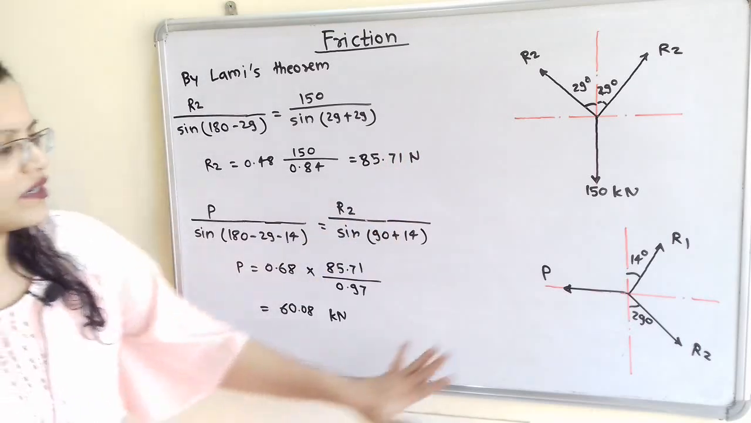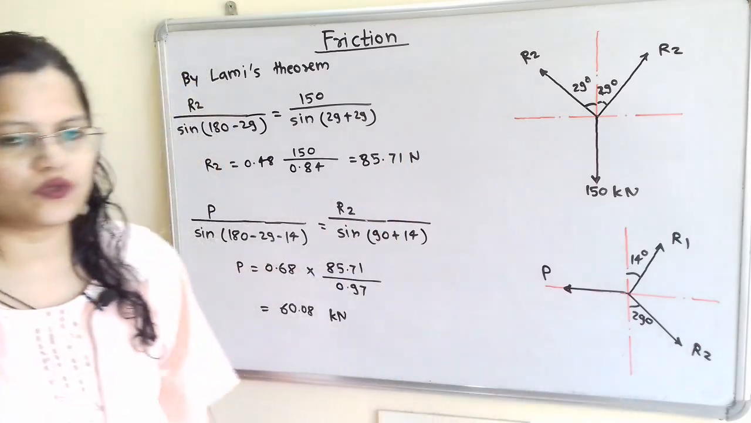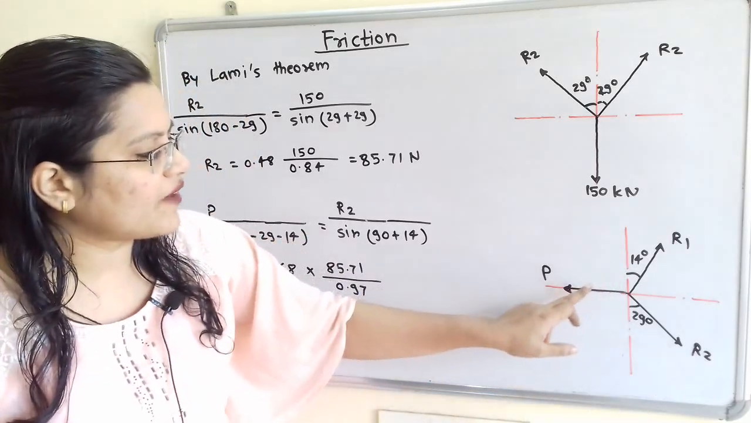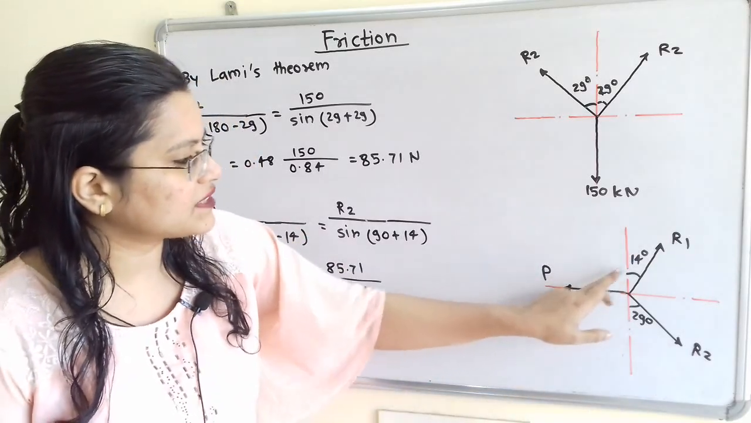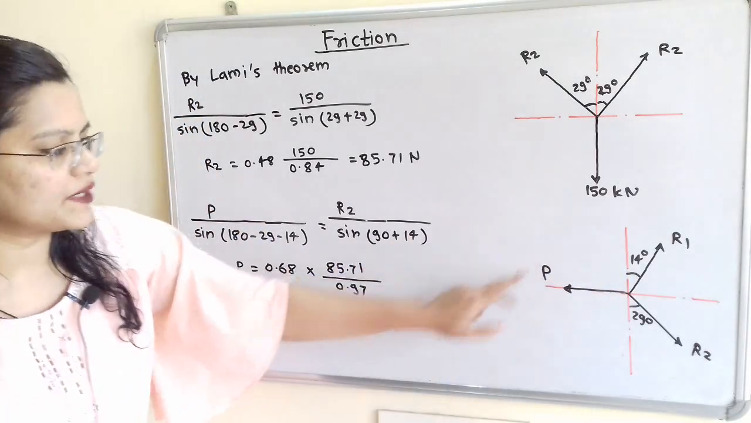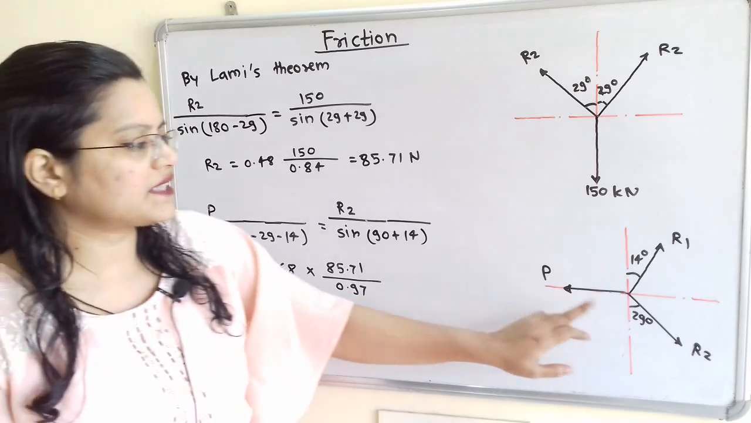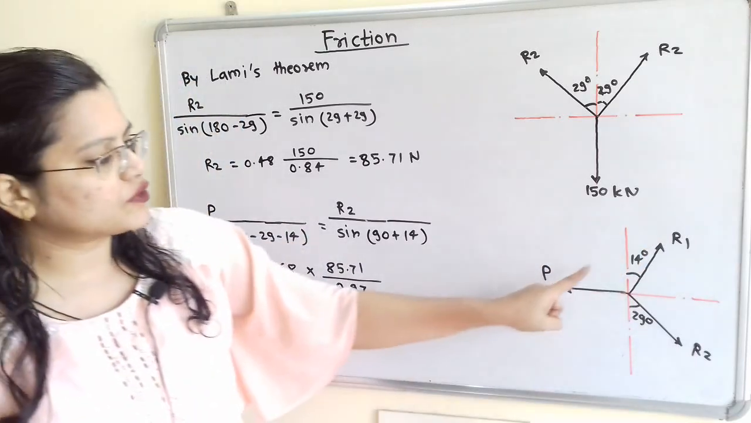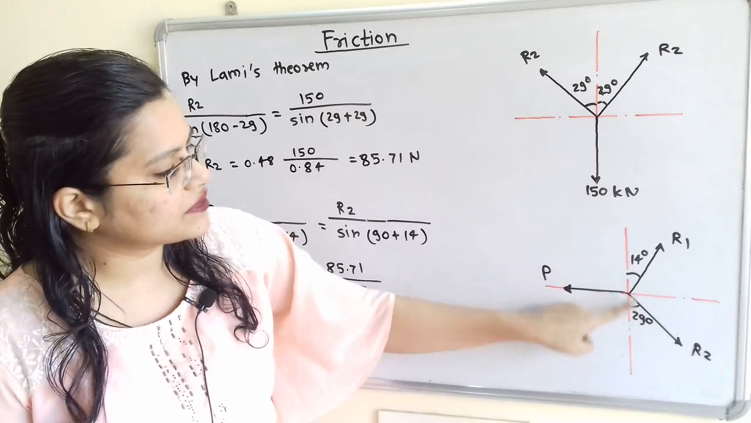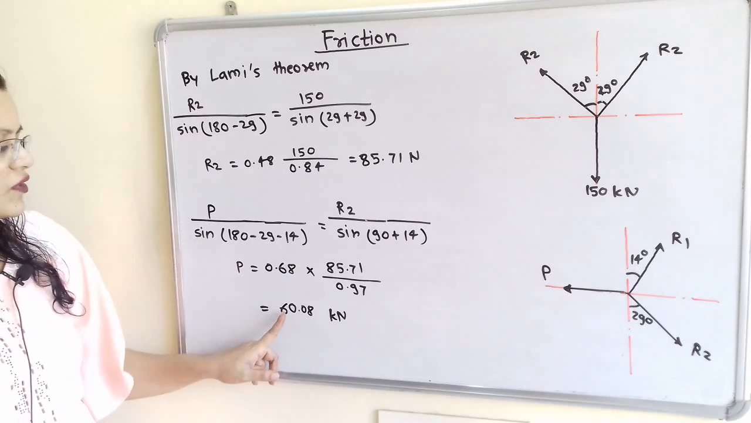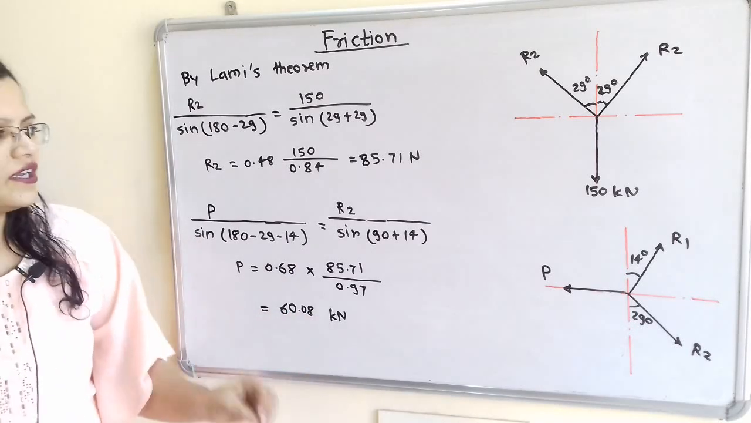Now we will move to the next. Now this R2 is known. So we can write here R2 divided by the sine of the angle between P and R1, that is 90 plus 40, is equal to, we have to find out P. So we will take P divided by the sine of the angle between R1 and R2. How to find this? We can write here 180 minus 29 minus 40. So when we solve this, we will get the answer P equal to 60.08 kilonewton.